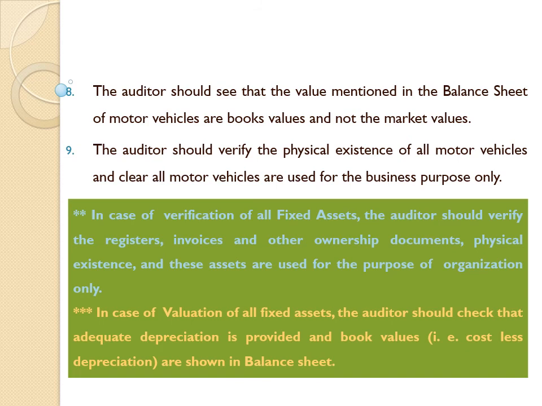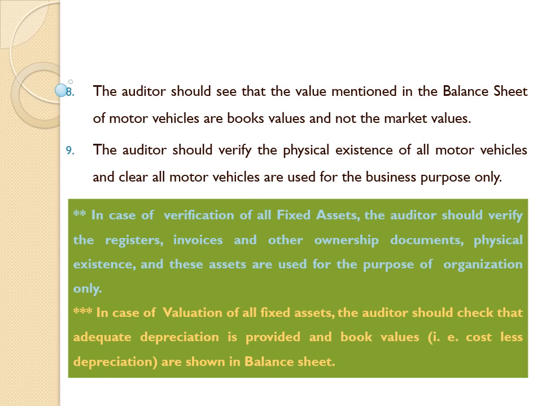The auditor should verify the physical existence of all motor vehicles and make clear all motor vehicles are used for the business purpose only. It is also important the auditor should verify physical existence of all vehicles belonging to the client, and also auditor should see that these vehicles are used for the purpose of business only.